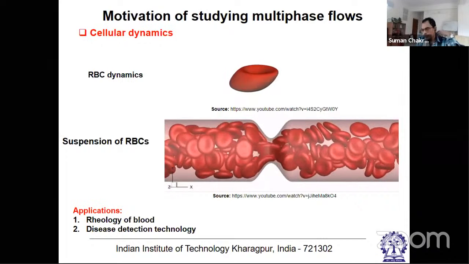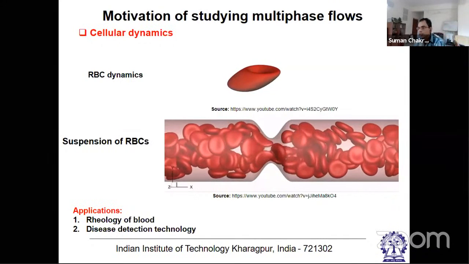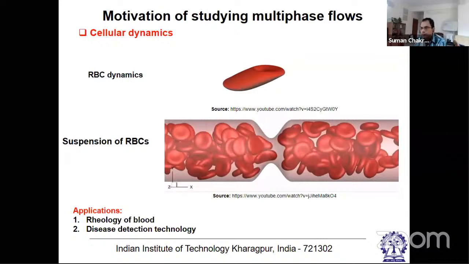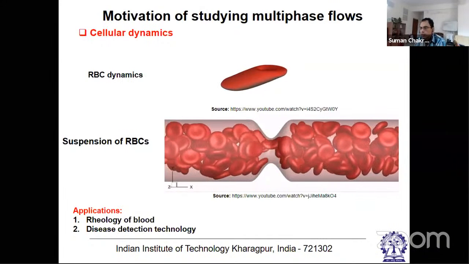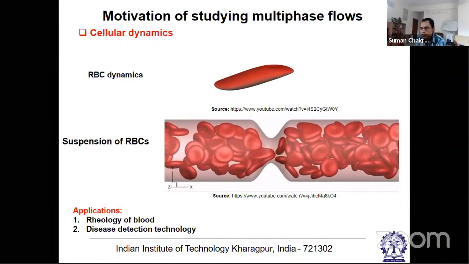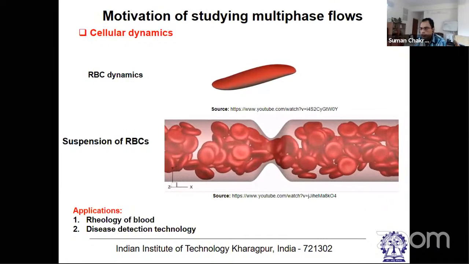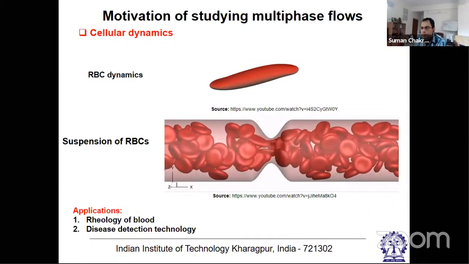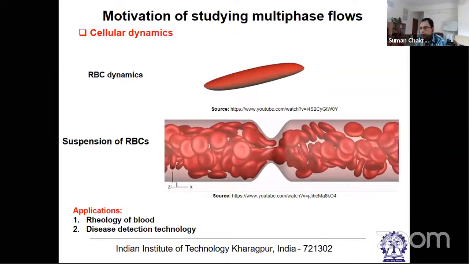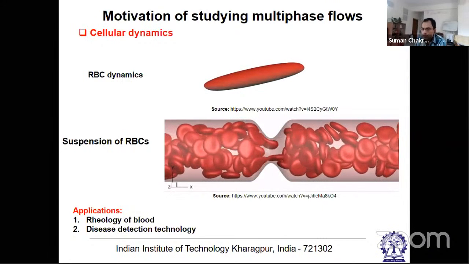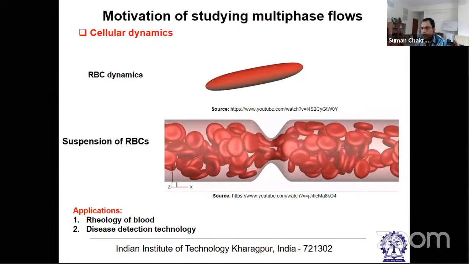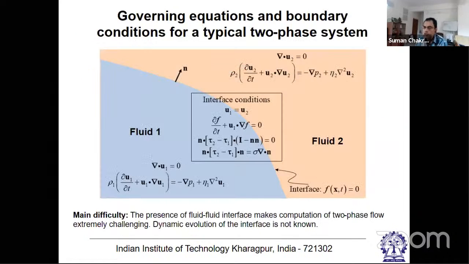In a more complex phenomenon, if you think of biomedical engineering applications where human body microfluidics is involved, there are complexities associated with the dynamic evolution of, for example, red blood cells, and these are extremely challenging fluid mechanics problems, but very, very important for understanding the rheology of blood and developing disease detection technology.